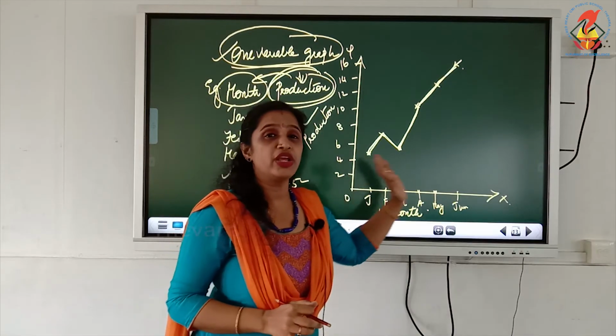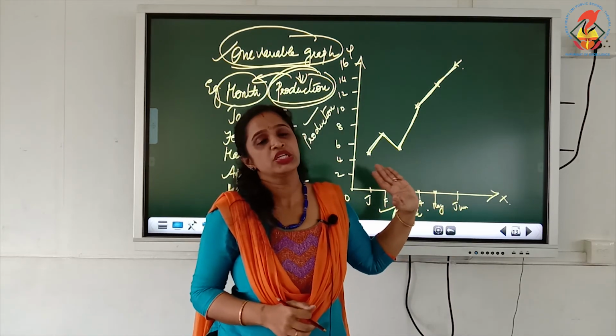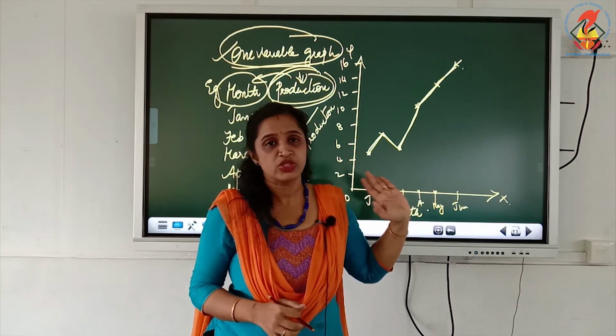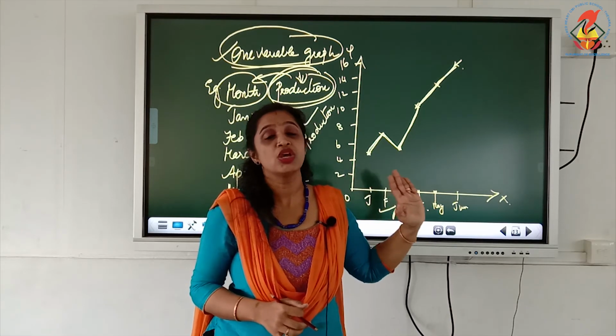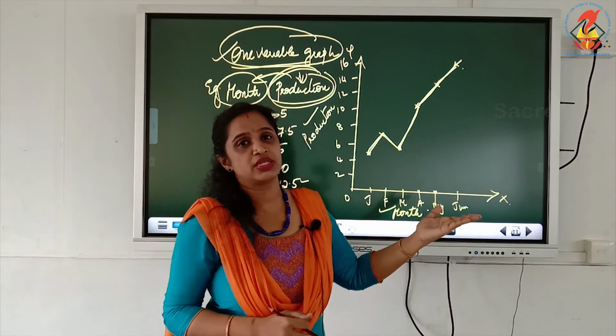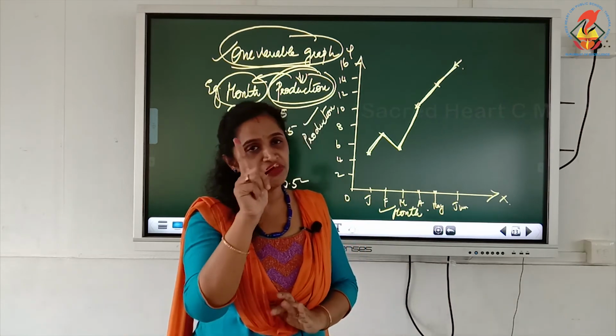So depending on the time, this shows the performance that is being given here. Only one variable is there corresponding to the time. On a timely basis, the performance of a company in its production is represented here. So this is known as a time series graph with one variable.